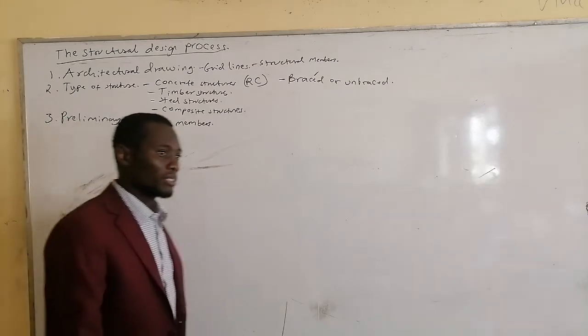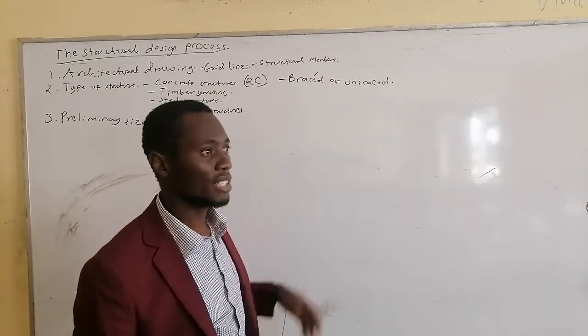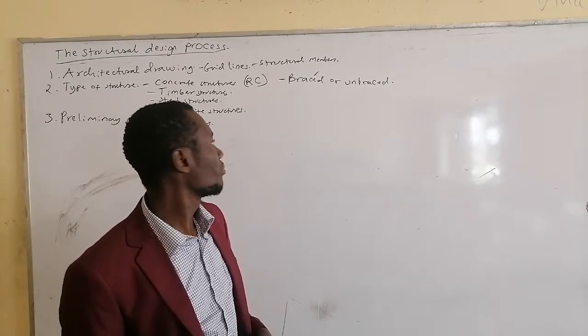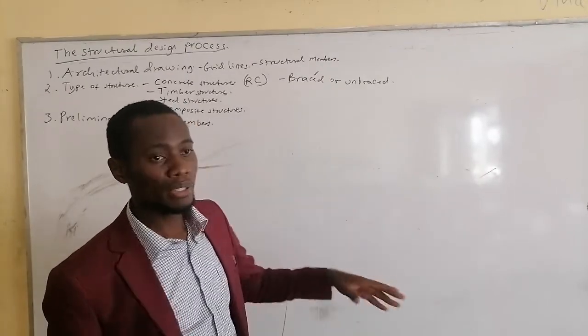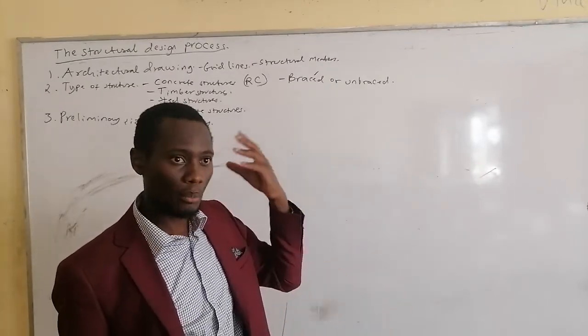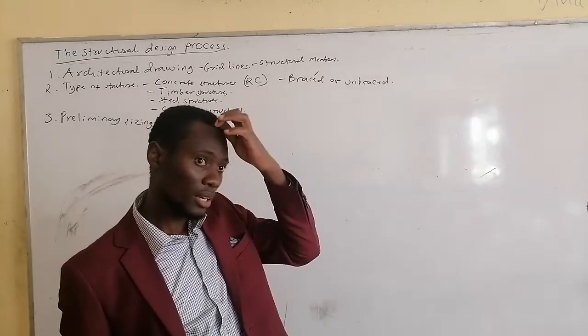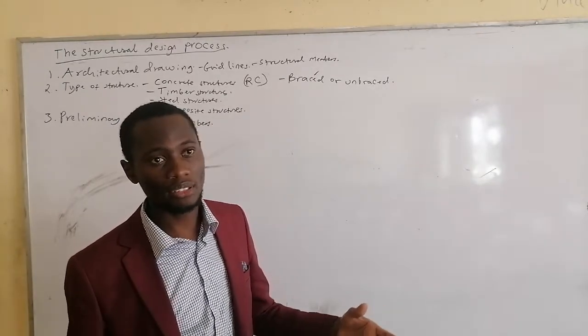Preliminary sizing of members is where we determine the sizes of our members. If it is a timber structure, let's say a circular column, we determine the diameter of the timber from past experience and general knowledge on which size of the structure can support which loadings.